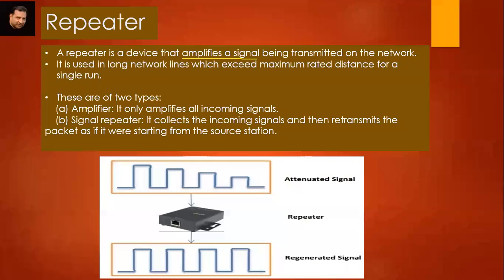There are two types of repeaters. One is a simple amplifier. It only amplifies all incoming signals. Second one is signal repeater.